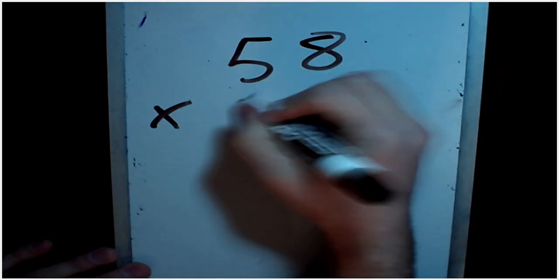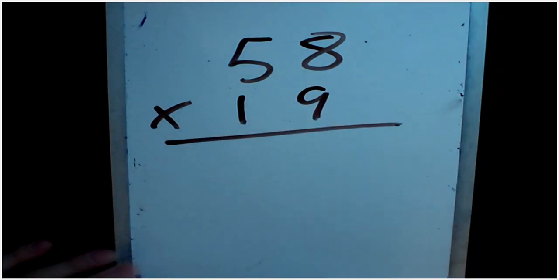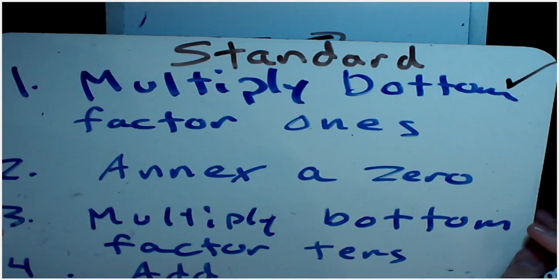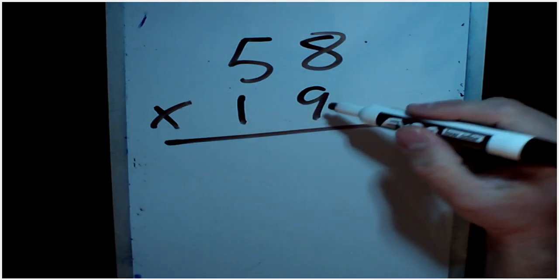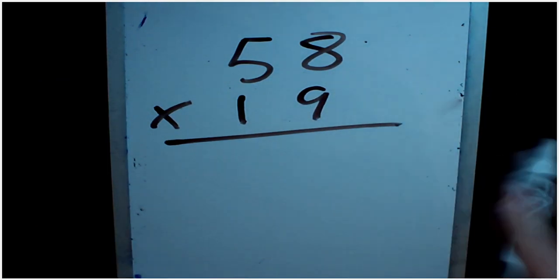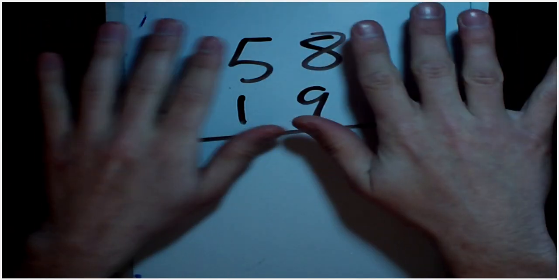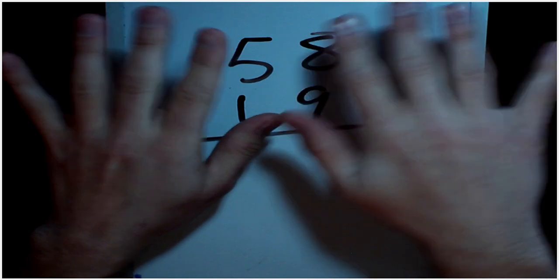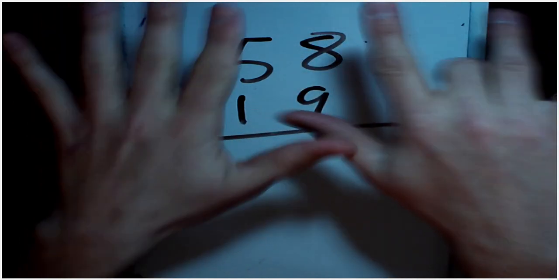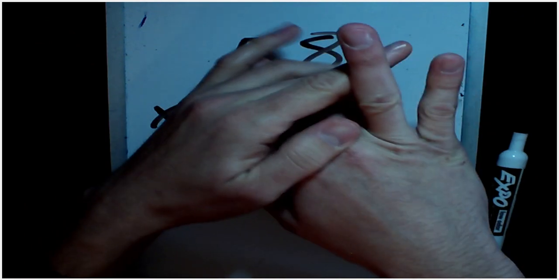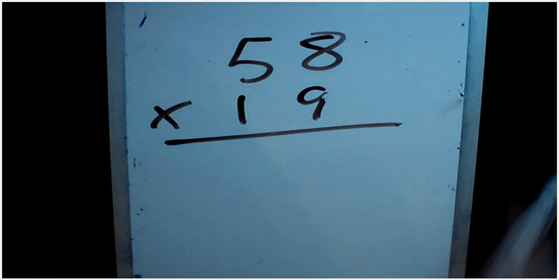Let's look at this one, 58 times 19. In this situation, if we're using the standard algorithm, the first thing we want to do is multiply the bottom factor's ones. So here's my bottom factor, 19. The ones is the 9. So 9 times 8. Remember that 9 trick I taught you, the strategy? Look at my hands: 1, 2, 3, 4, 5, 6, 7, 8, 5, 6, 7, 72. Sorry, my hands are a little stiff. It's cold this morning. So 72.